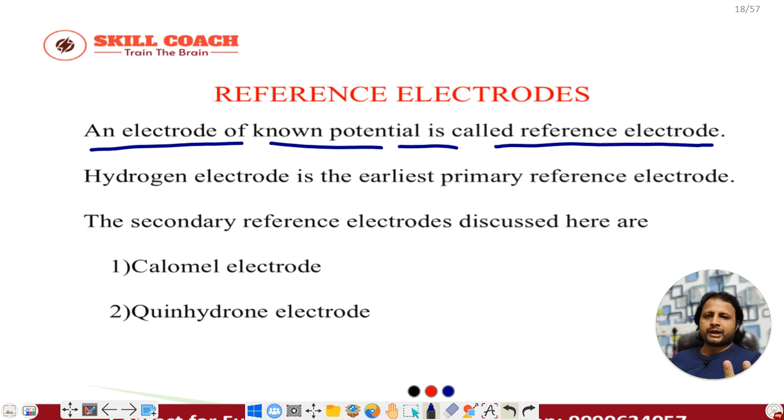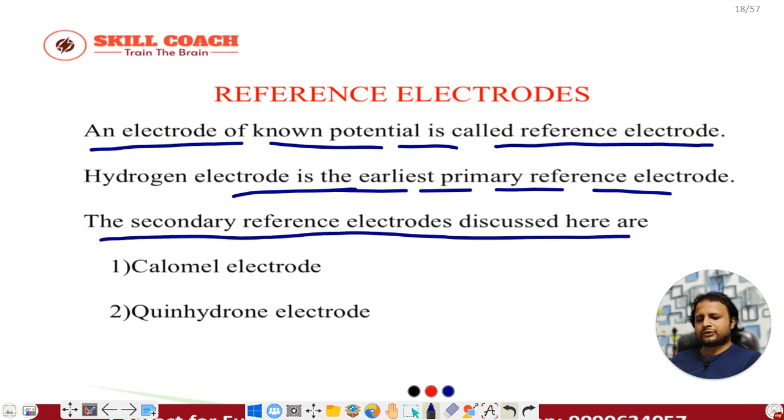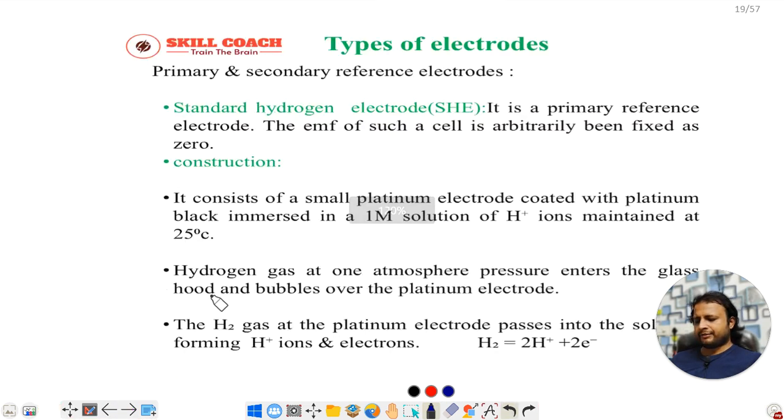If we have a cathode and anode, and we know the potential of any one side, that particular electrode is the reference. The hydrogen electrode is the earliest primary reference electrode. The secondary reference electrodes discussed here are the calomel electrode and the Ag-AgCl electrode. So these are basically the reference electrodes.